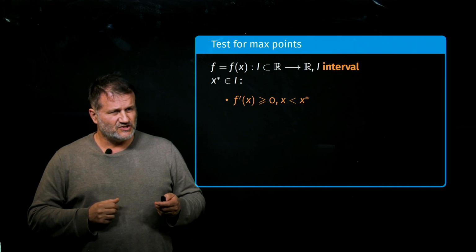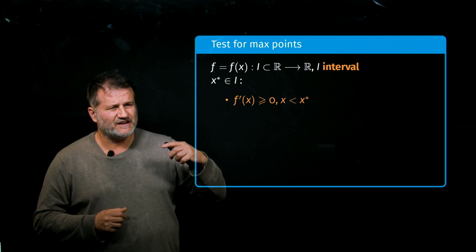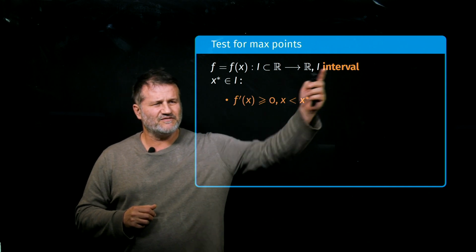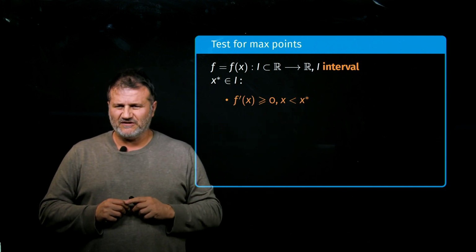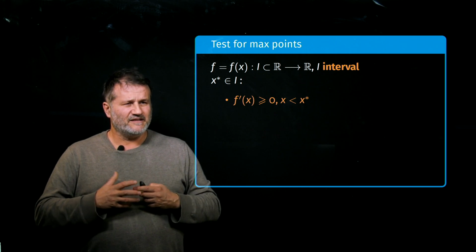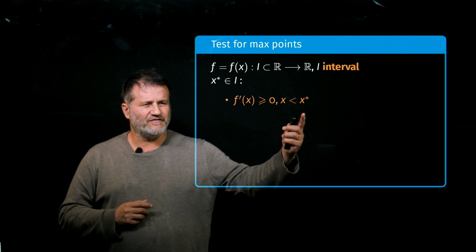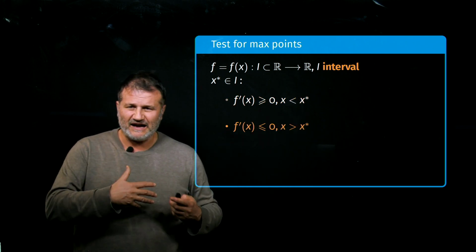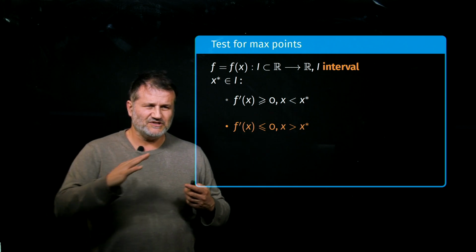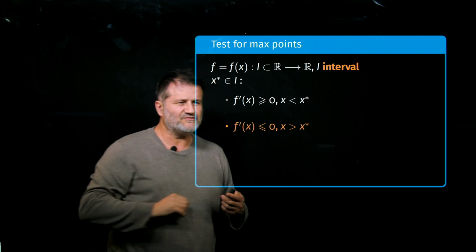The relationship between the sign of the derivative and the monotonicity of the function offers a simple criterion for determining whether a point is an extremum. Here we present this in the case of maximum. So let f be a function of variable x defined on an interval I of the real line, x star a point of the interval I, and the function such that f prime of x is positive at left of x star, negative at right. So we may imagine that the function is increasing at left, decreasing at right.